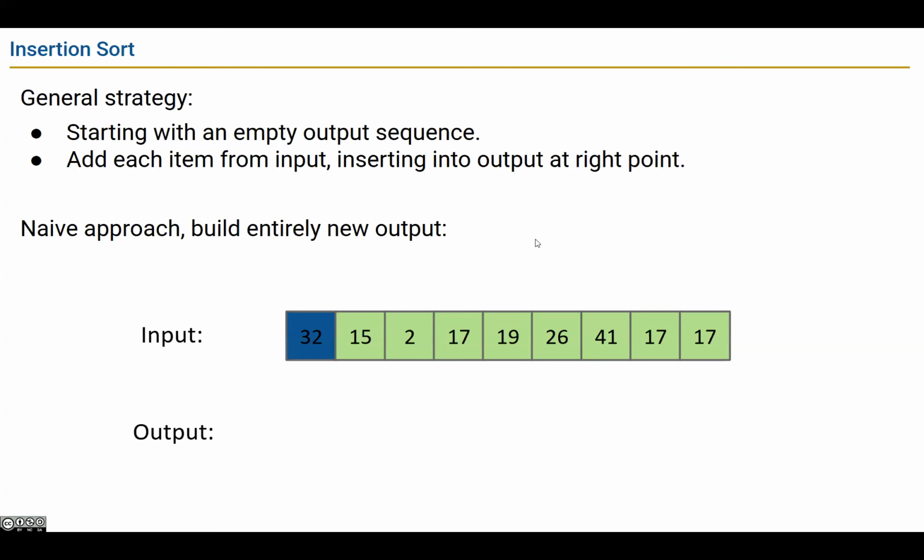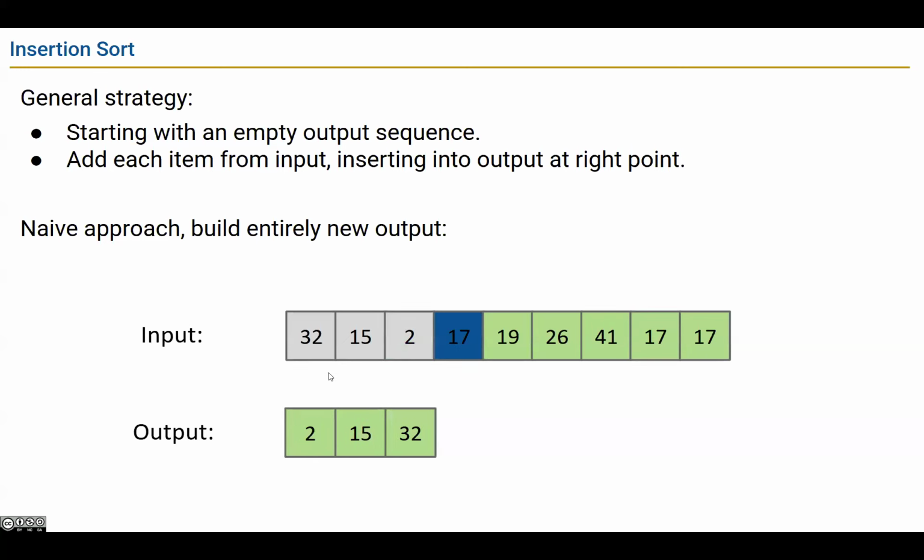So first off, I'm going to put the 32 in my output. Where does it go? Just in the list. It doesn't matter because there's no list here. So now we look at 15. Where do we put it? Before the 32 or after the 32? Before the 32, yes. We now look at 2. Where do we put that? Before the 2, 15, yes.